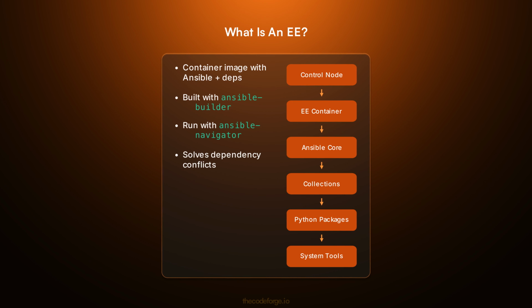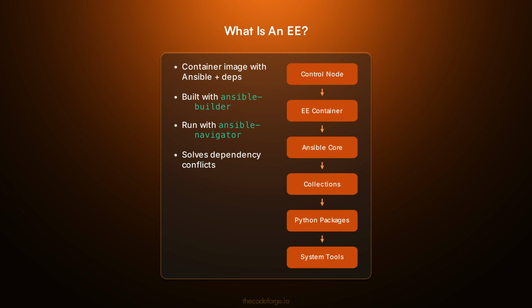An EE is a container image that packages Ansible, its collections, Python dependencies, and system tools. You build it with ansible-builder and run it with ansible-navigator. It solves the dependency hell that plagues traditional Ansible setups.